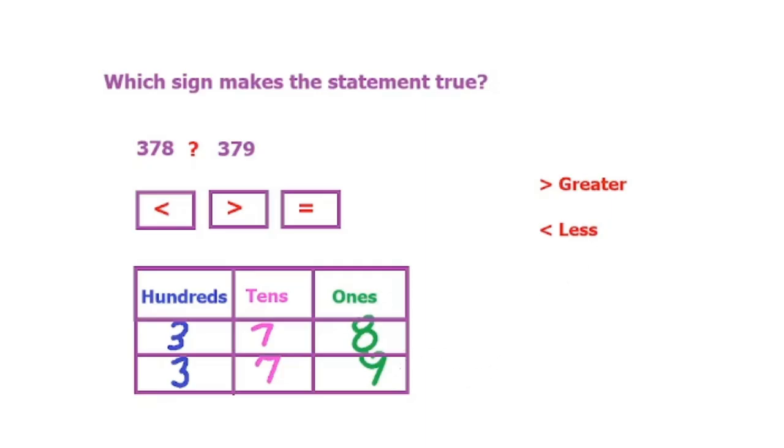So let me just write that for the answer. 378 is less than 379. And that's it.